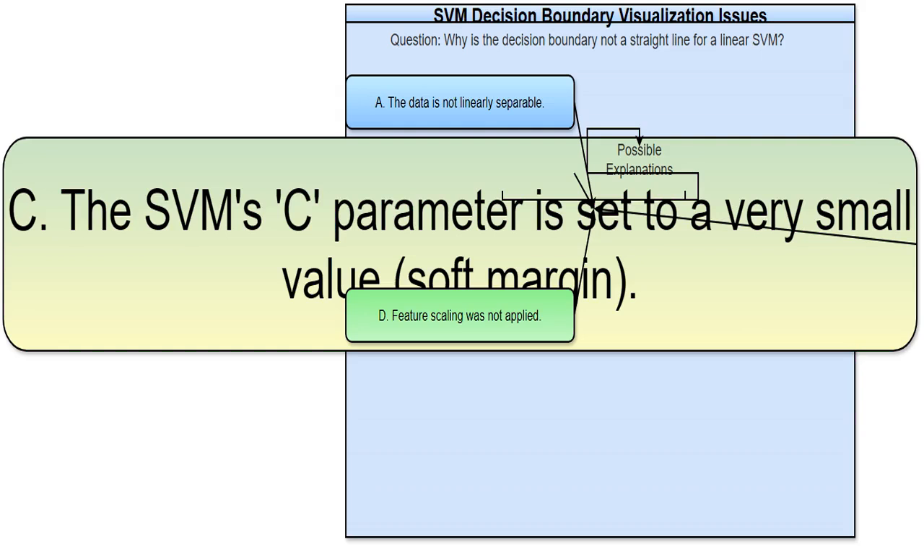Even with a linear kernel, if your data points can't be completely separated by a single straight line, the SVM will attempt to find the best approximation, possibly resulting in a somewhat nonlinear-looking decision boundary. It's like trying to draw a straight line through a bunch of points scattered all over the place. You'll never get a perfectly straight line that separates everything.